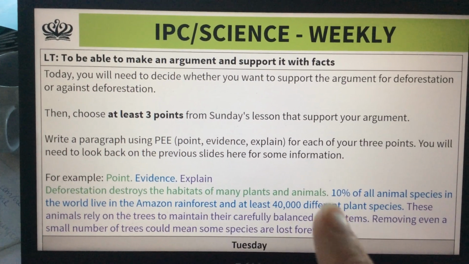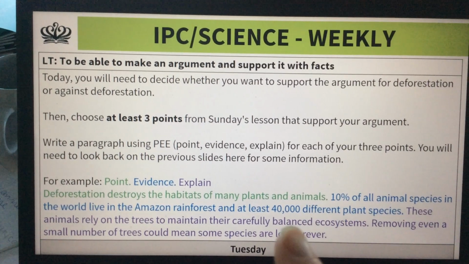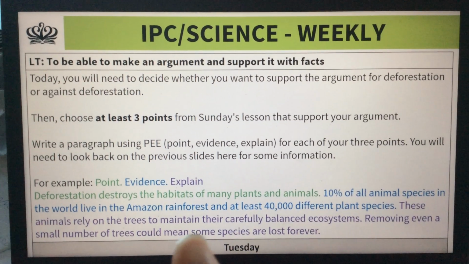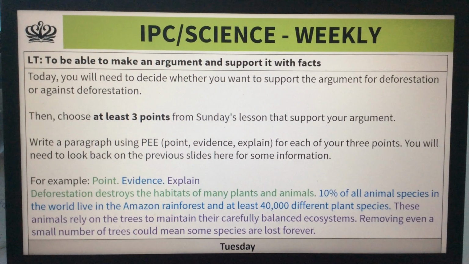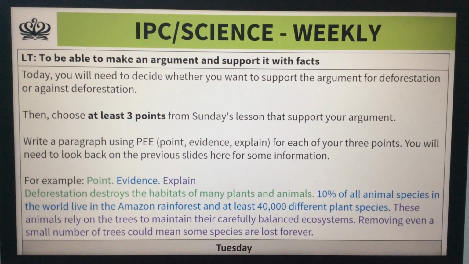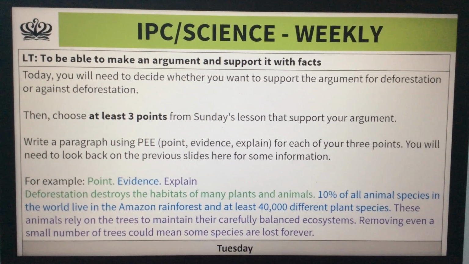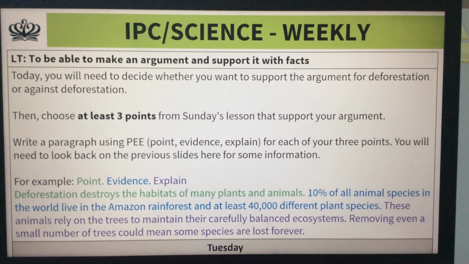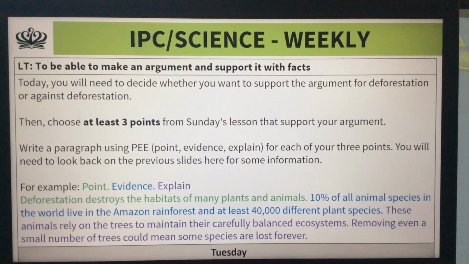And now we're explaining. The explaining bit links the evidence and the point and makes it really clear how that evidence supports that point. These animals rely on the trees to keep their carefully balanced ecosystem. That's where they live. Removing even a small number of trees could mean some species are lost forever. So it links the blue bit with the green bit, and just explains it. It's not always easy to do, but have a go. Being able to use point, evidence, explain is a really great skill, not just in IPC, but in every subject.